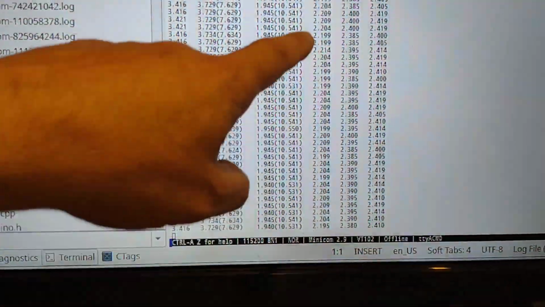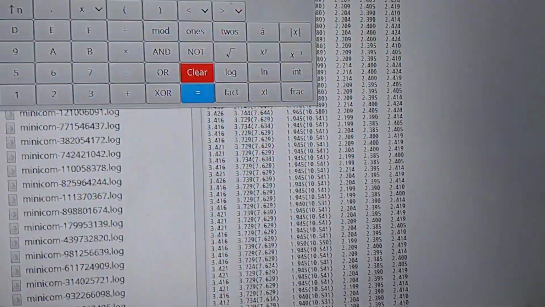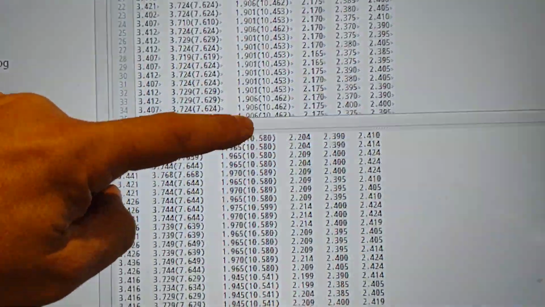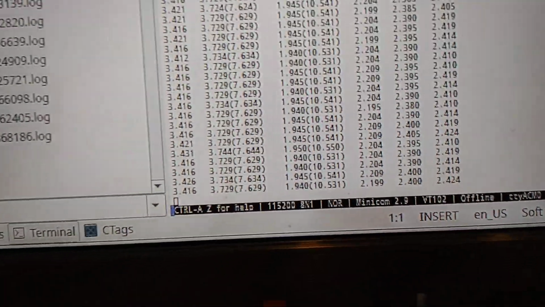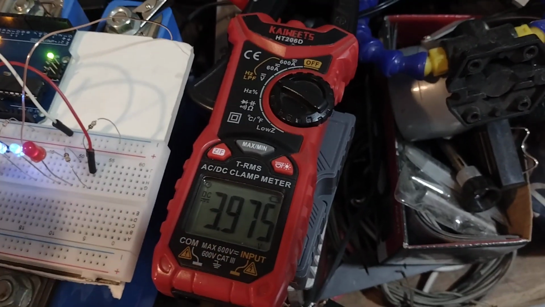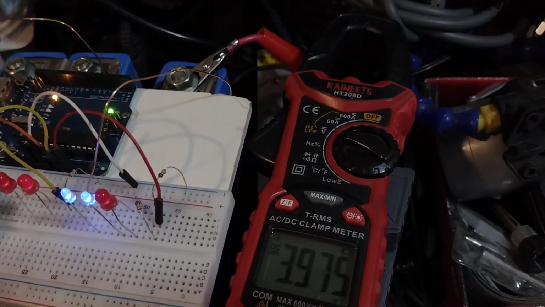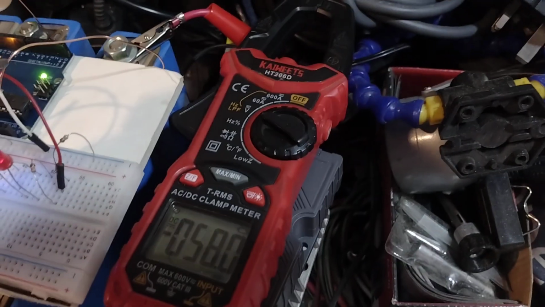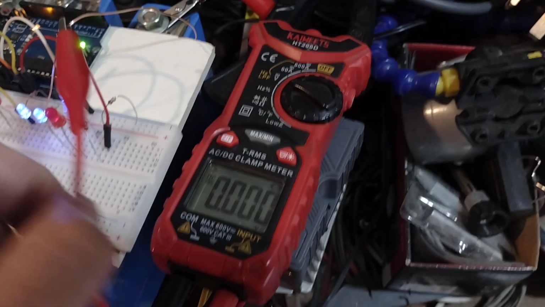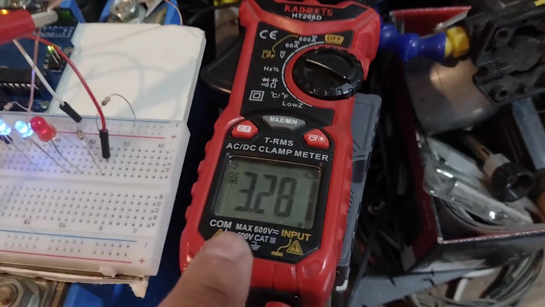So while we're watching, move that out of the way. 10.58 has now dropped to 10.54. Okay. What's the actual voltage? Right, the actual voltage across the cell now is 3.28.